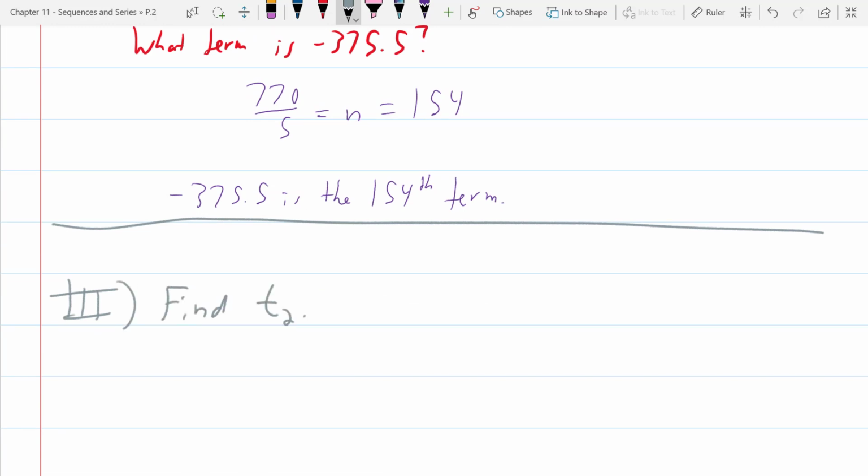Find T of 20 if T of 2 is equal to 13 and T of 5 is equal to 22.